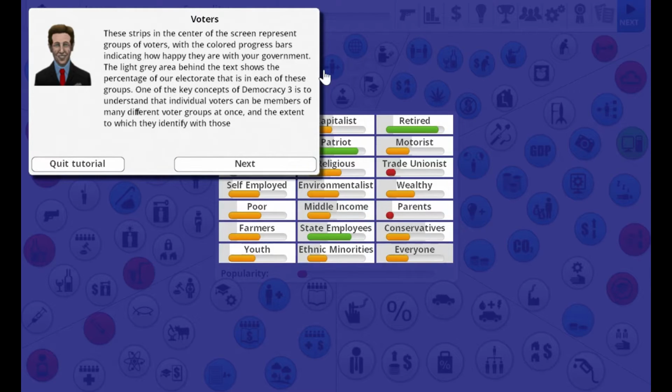These strips in the center of the screen represent groups of voters with colored progress bars indicating how happy they are with the government. The light gray area behind the text shows the percentage of our electorate that is in each of these groups. One of the key concepts of Democracy 3 is to understand that individual voters can be members of many different voter groups at once, and the extent to which they identify with those groups is in itself variable. You will never get all of these voter groups to entirely approve of you.